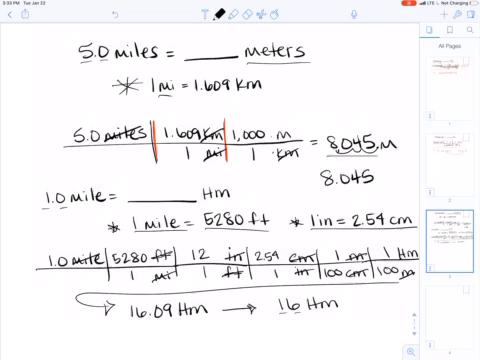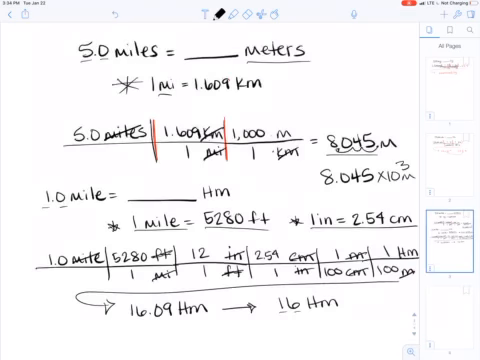So we've got 8.045 times, and we went how many places? We went 1, 2, 3 places. So 8.045 times 10 to the third, and that's meters. But that is still not 2 significant figures. So technically the number would be 8.0 times 10 to the third meters.